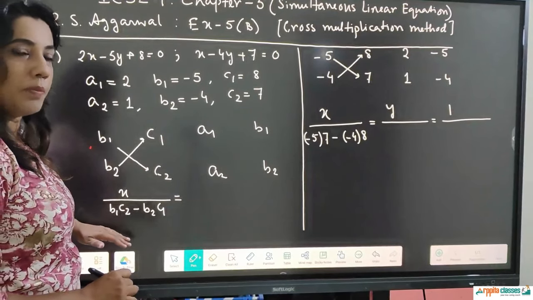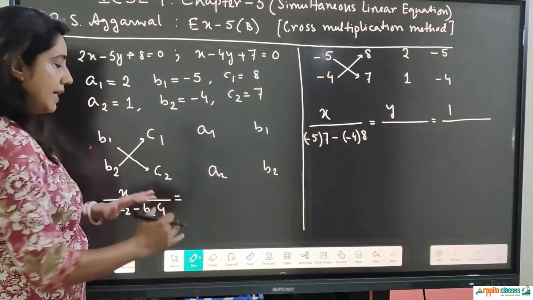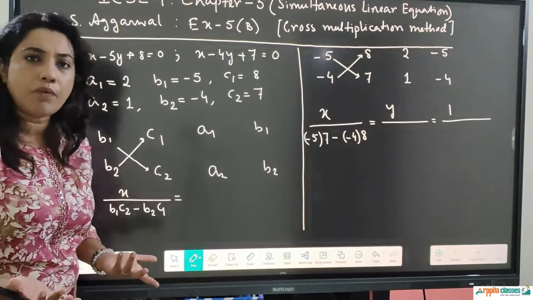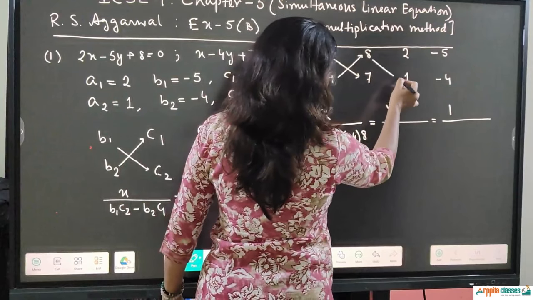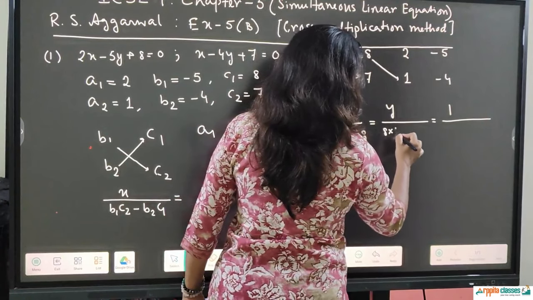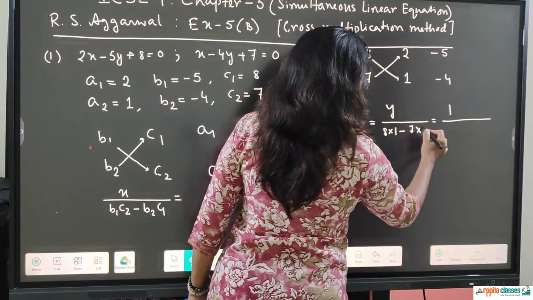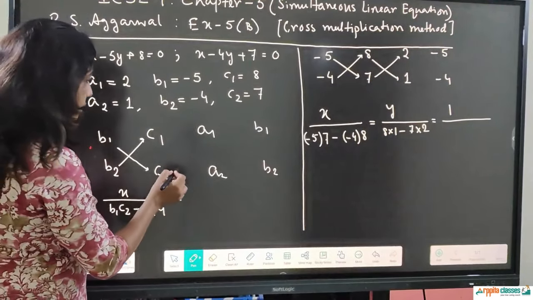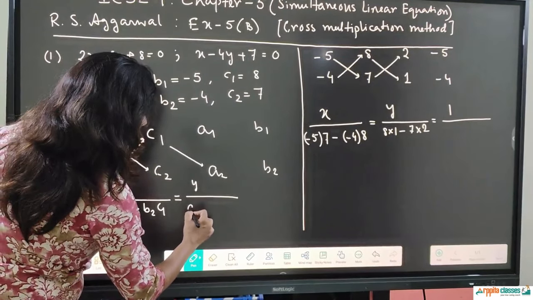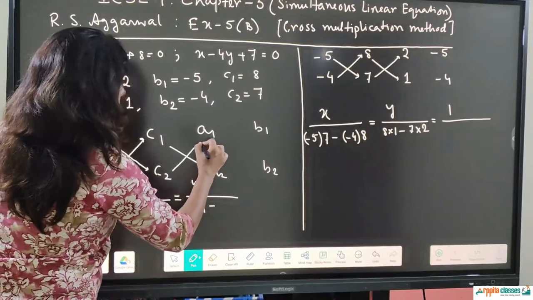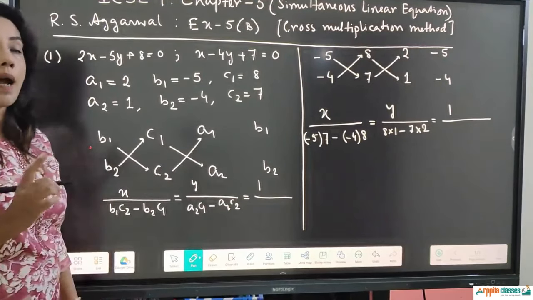So this is basically the formula. It's a little difficult to remember the formula, so you can just remember the way we are writing and then we get the formula. And if you remember the formula, it's well and good. Now under y upon something, just multiply this way. 8 into 1, there is a minus sign in between, and then 7 into 2. So under y we have written C1 A2 minus A1 C2, is equal to 1 upon something.